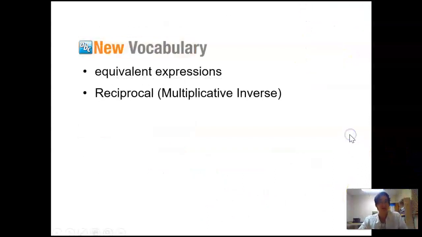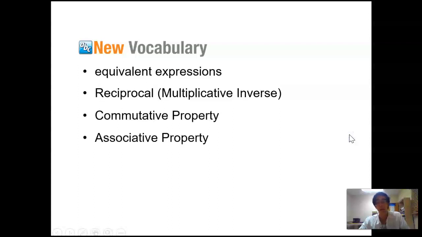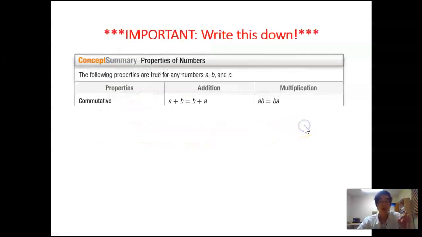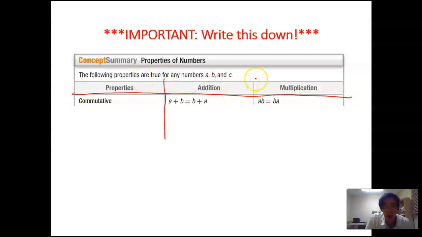Alright, so you have some vocabulary right here, only 4 this time, and we're going to look at certain terms like equivalent expressions, reciprocal, when you flip that fraction, commutative property, and associative property. And let's do some examples using this table below. So make sure you write this down. I want you to write down a little table like this, and leave room down like that. And then make sure you label properties, properties for addition, and then properties for multiplication.